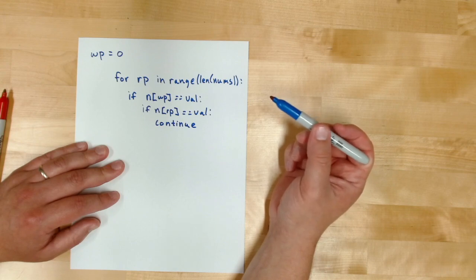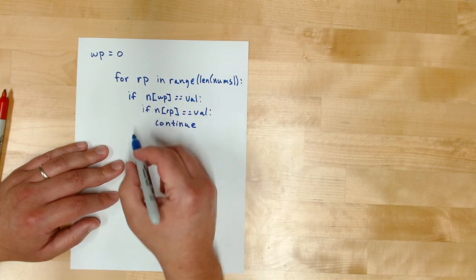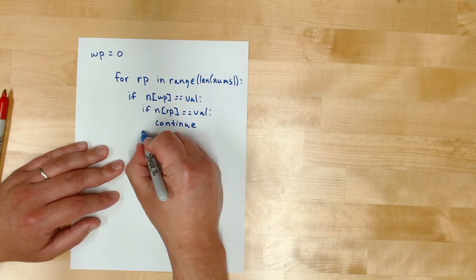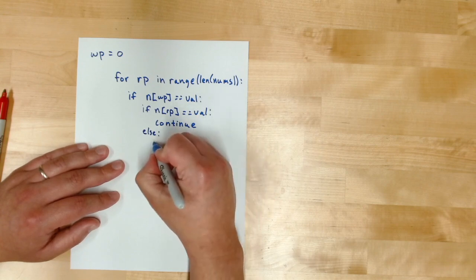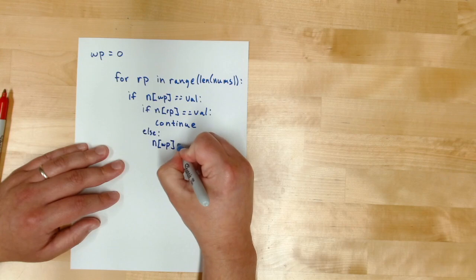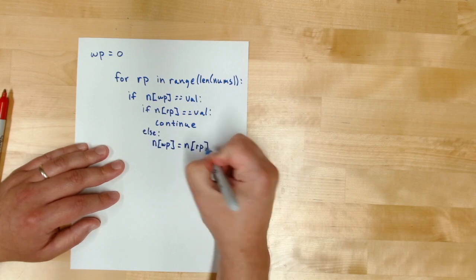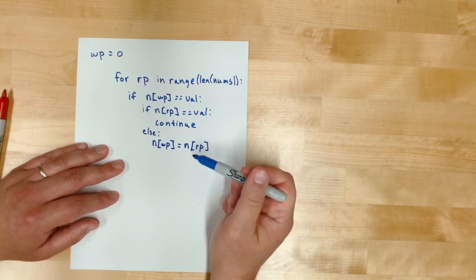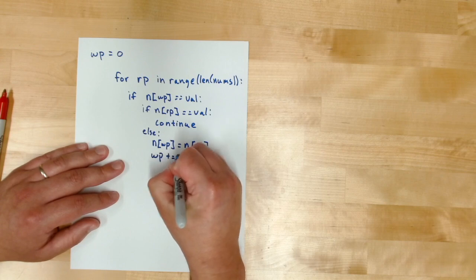Okay. So we were checking if it's equal to value, but what if it's not? We don't write if it isn't. We'll just write else. What are we going to do? Well, we're going to set nums at the write pointer equal to nums at the read pointer. Now, what do we need to do next? Think about this. Yes, we need to increment our write pointer.